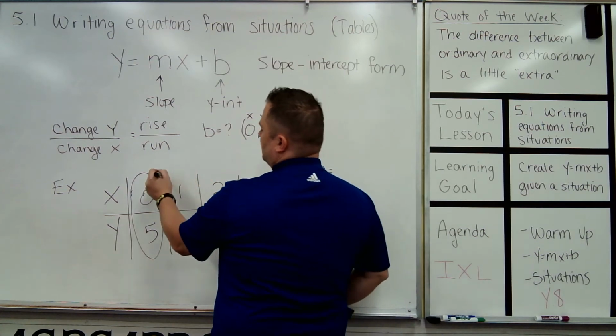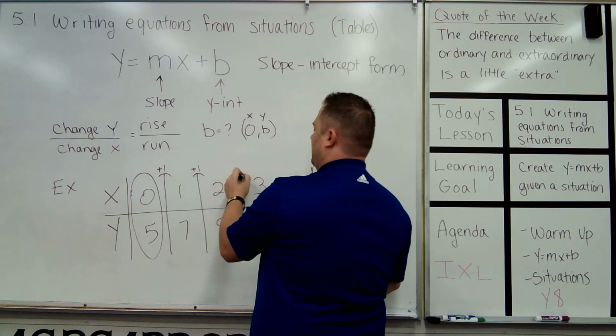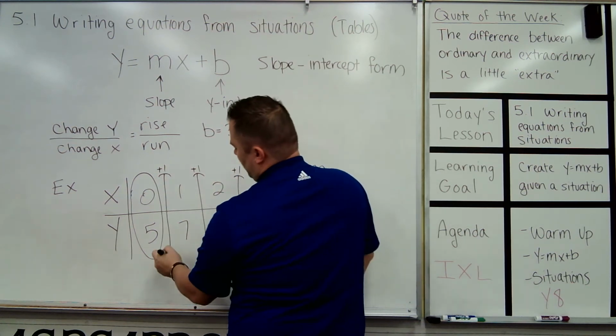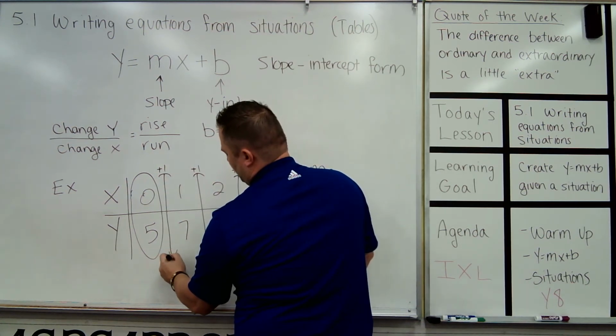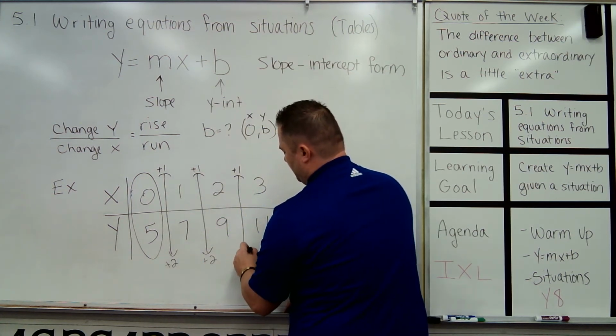Well, to get from 0 to 1, you have to add 1. To get from 1 to 2, you have to add 1. And from 2 to 3, you have to add 1. And to get from 5 to 7, we're adding 2. 7 to 9, we're adding 2. And 9 to 11, we're adding 2.